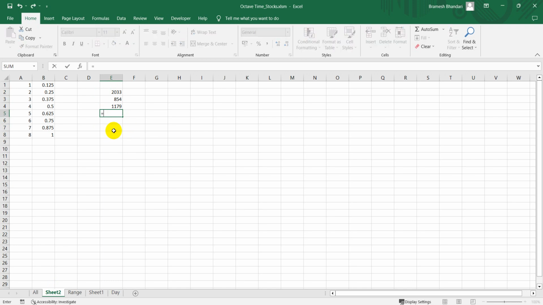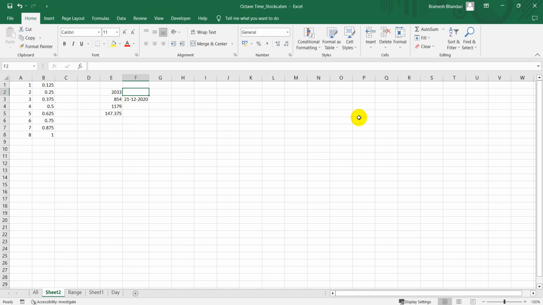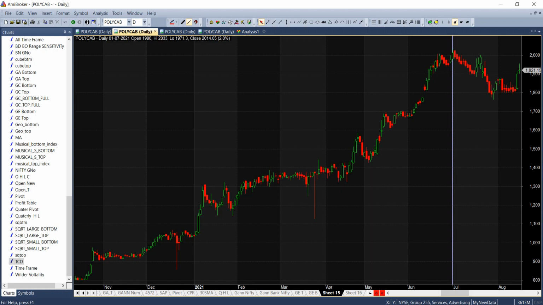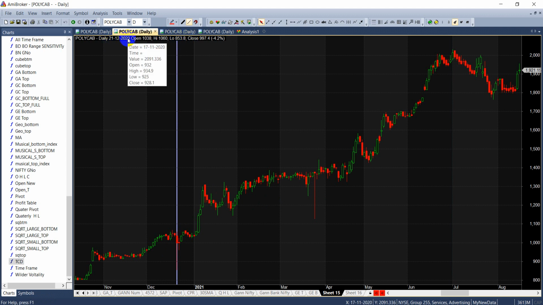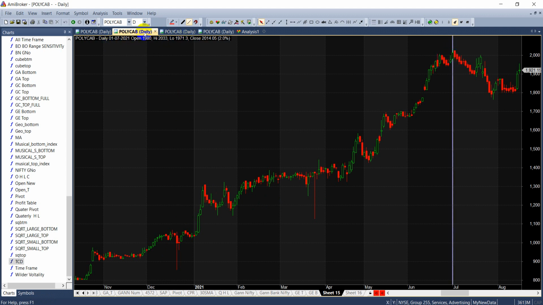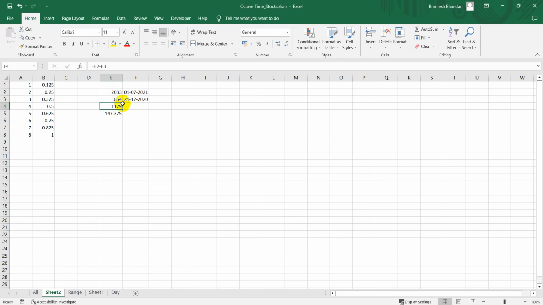Now if I do 1179 multiplied by 0.125, it will give me a number, 147, and you can put the dates also. This low was made on 21/12/2020, and this high of 2033 was made on 1st June 2021. We'll reconfirm the numbers again. It made a low of 853.854 on 21/12/2020, and this was the top on 1st June 2021 of 2033. So we are focusing on this range. This range is very important.